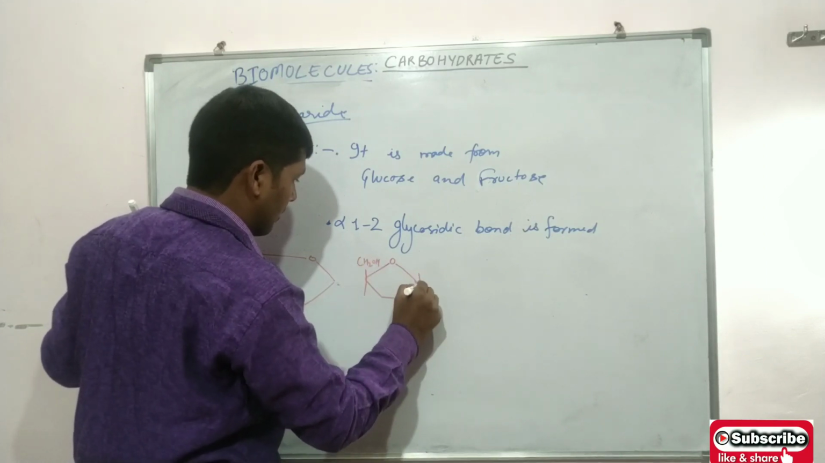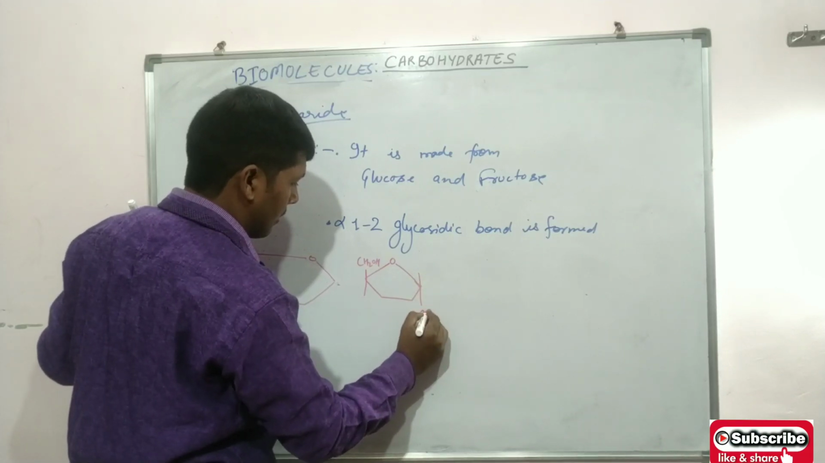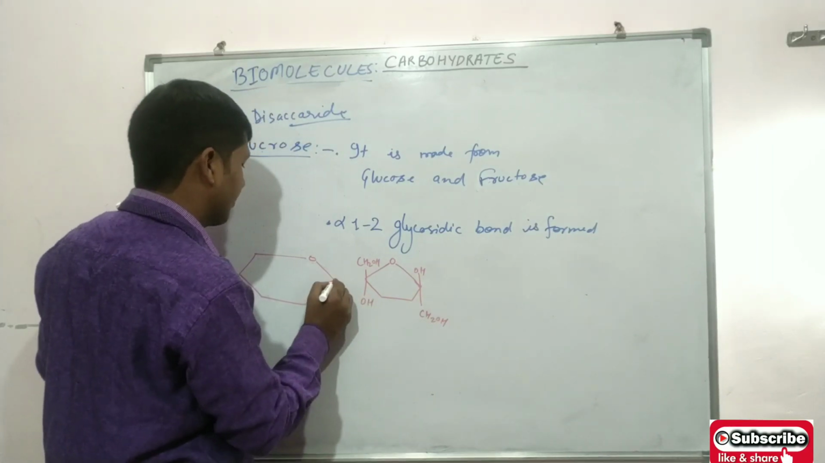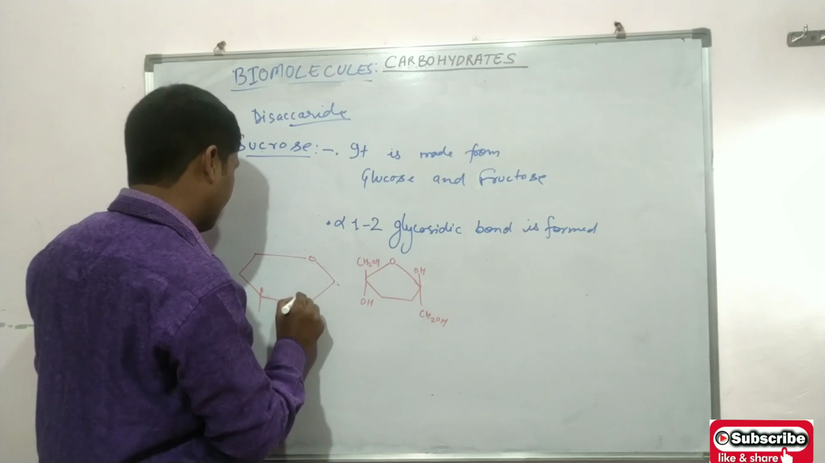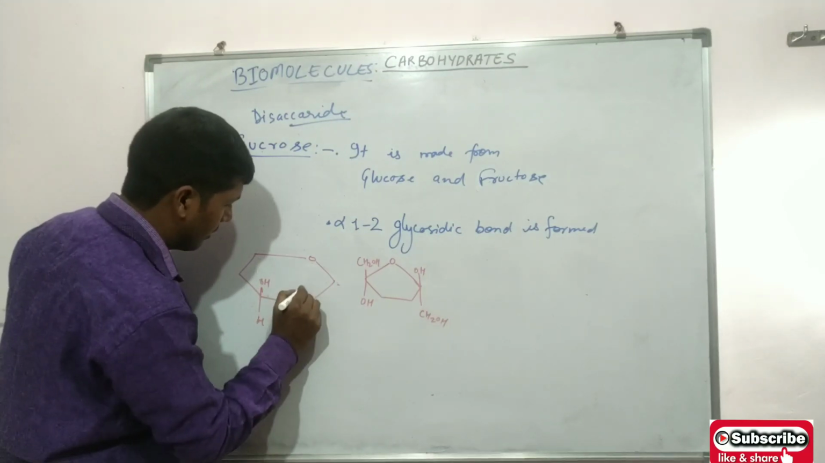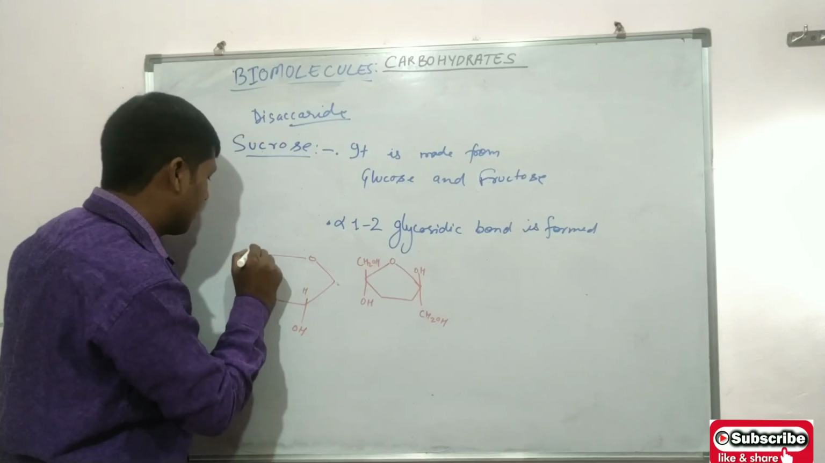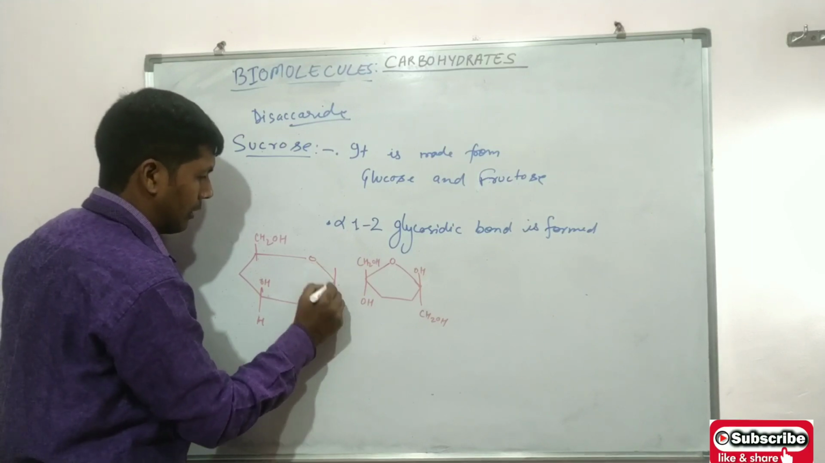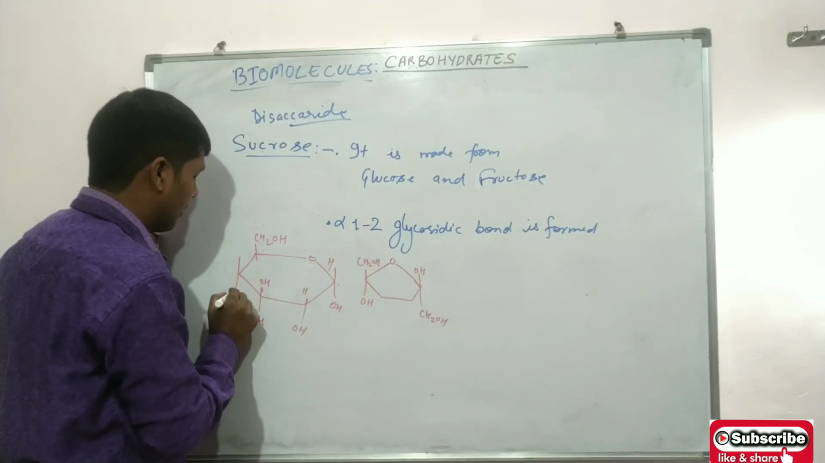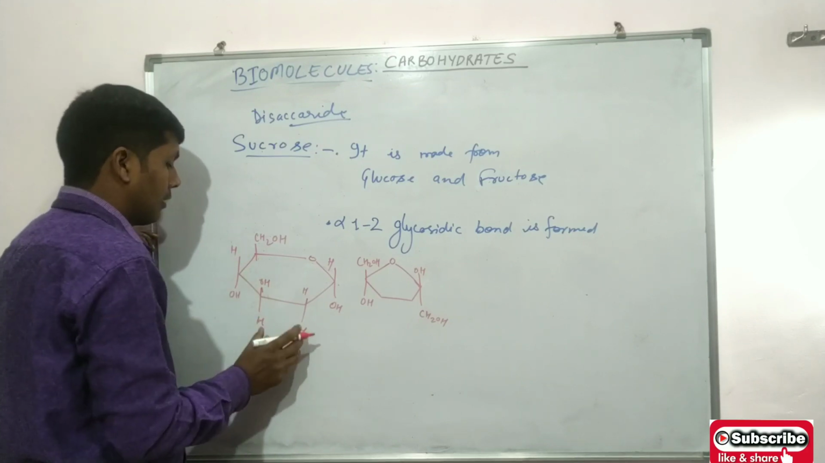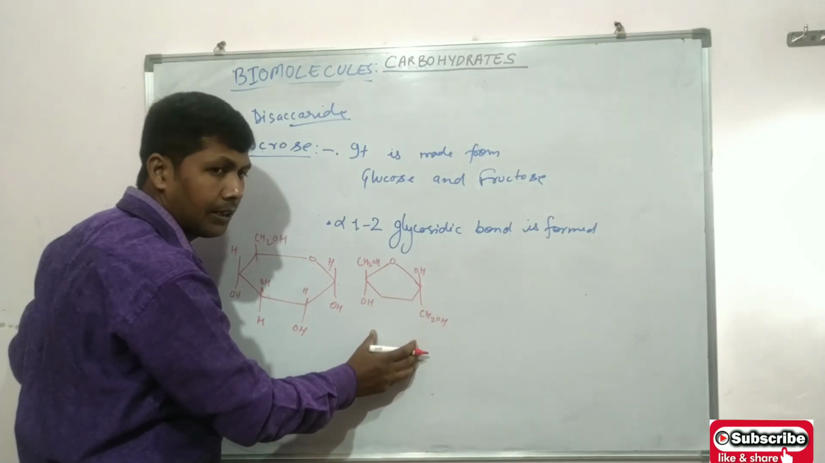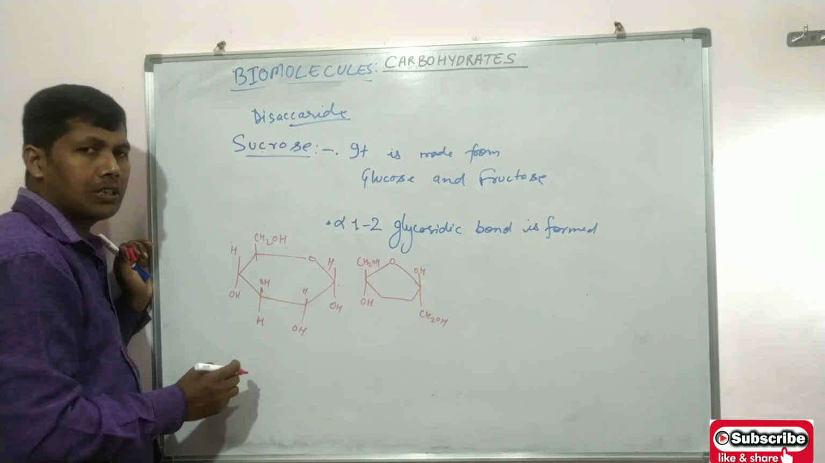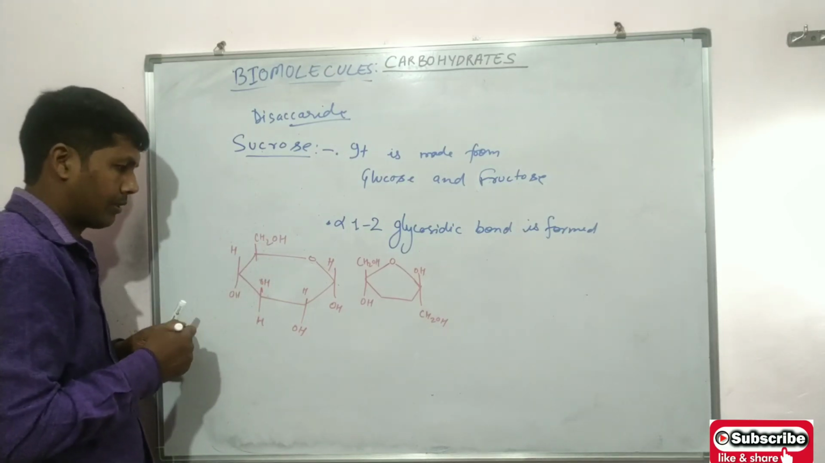CH2OH, CH2OH, OH, OH, OH, H, H, OH, CH2OH, OH and H, OH and H. This is the structure of fructose and this is the structure of glucose. Both bind to each other and form one molecule of sucrose.